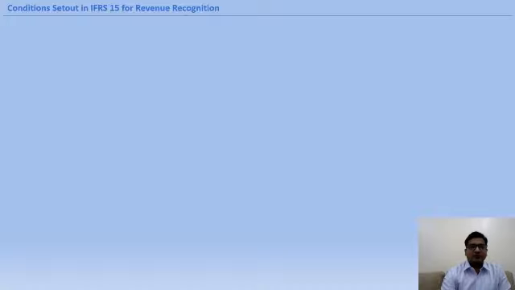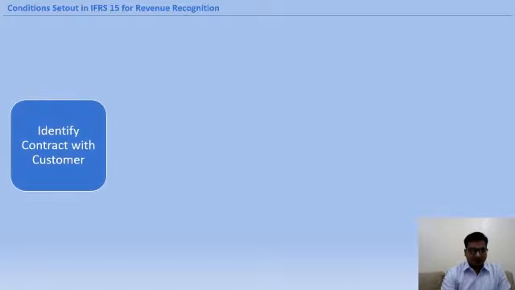Condition number 1: identify the contract with the customer. Contracts could be oral, written, or implied by accepted business practices which are customarily followed in any business. But above all, the contract shall be enforceable by law. A contract cancellable at the option of one party with no recourse is not considered a valid contract under IFRS 15.